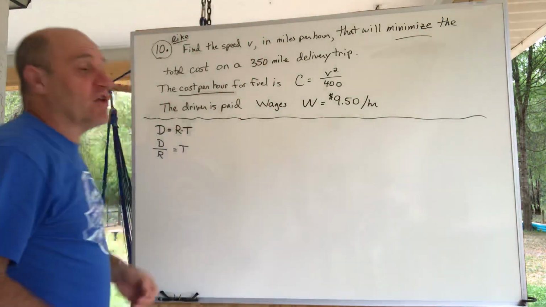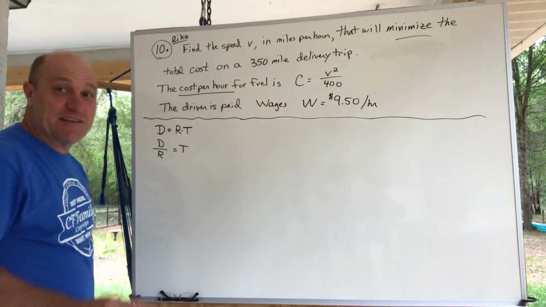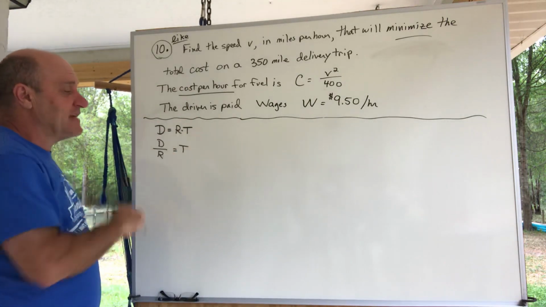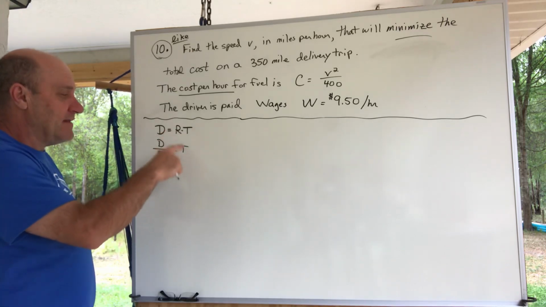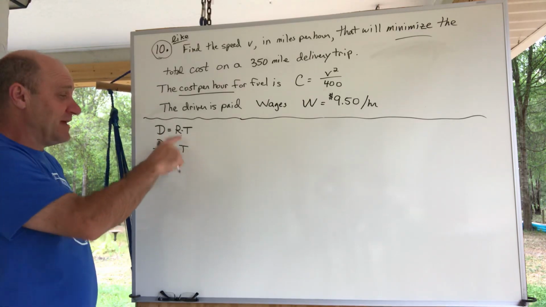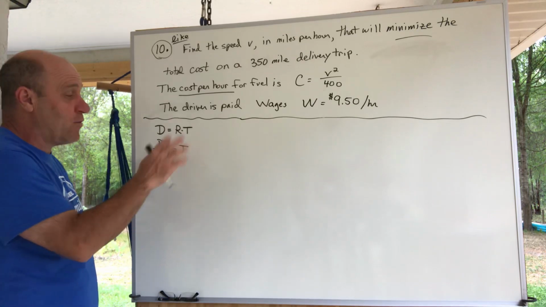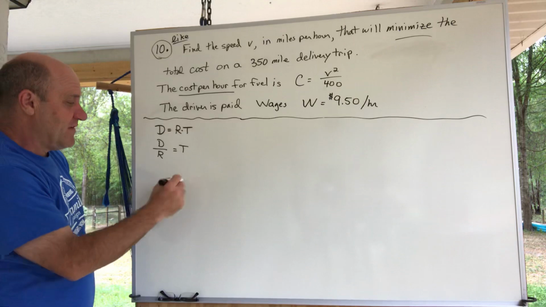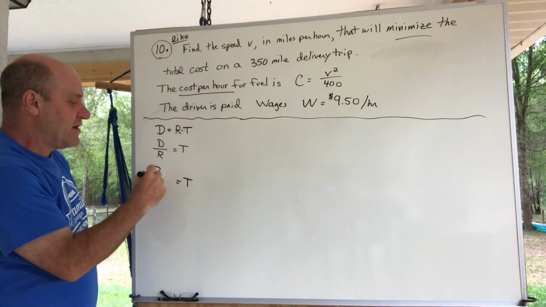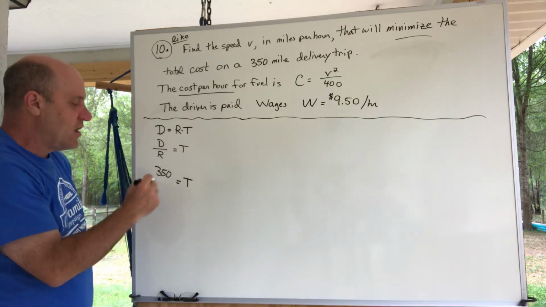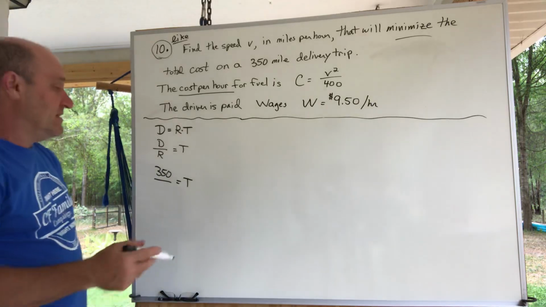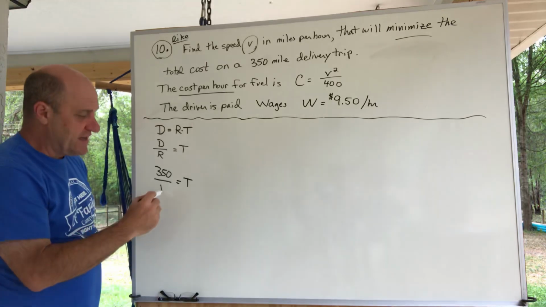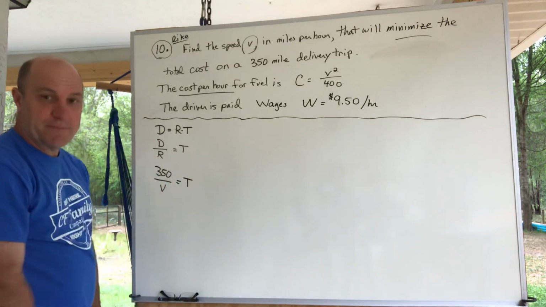So we need to build a cost equation. Now the key idea to this problem is, you know this, distance equals rate times time. And then if distance equals rate times time, then time equals distance over rate. Now what is the distance of this delivery trip? 350 miles, so the time is going to be 350 miles, the distance, over his rate, and his rate is the unknown speed, v. So this is the time for the trip.